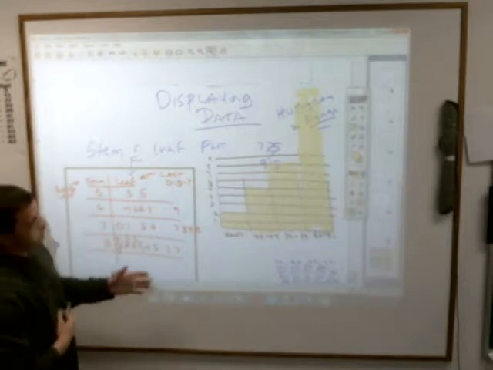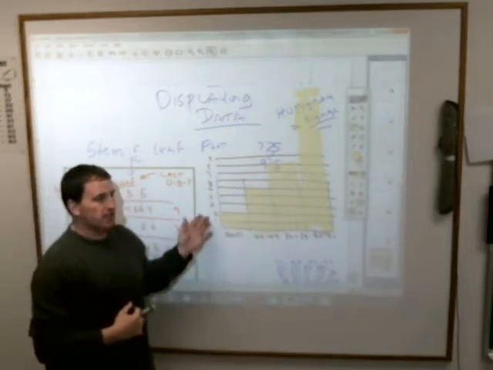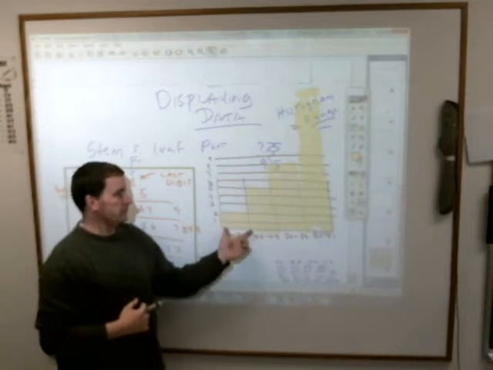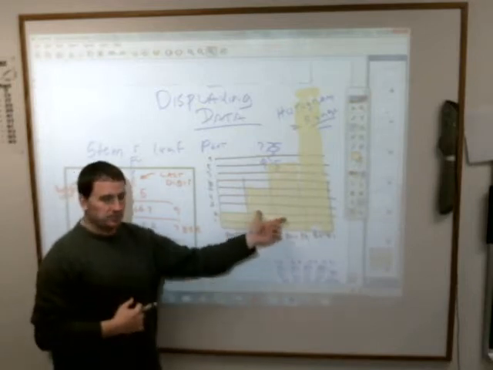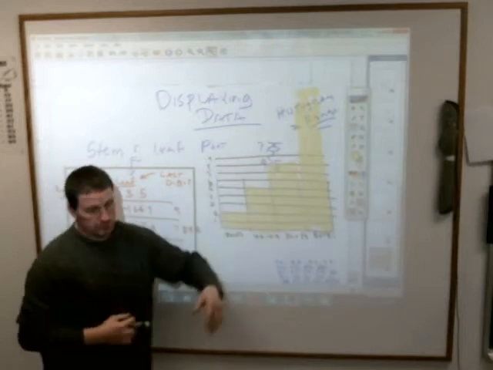So notice it's a bar graph, but with histograms the columns always touch each other. And you can see the interval is always the same.